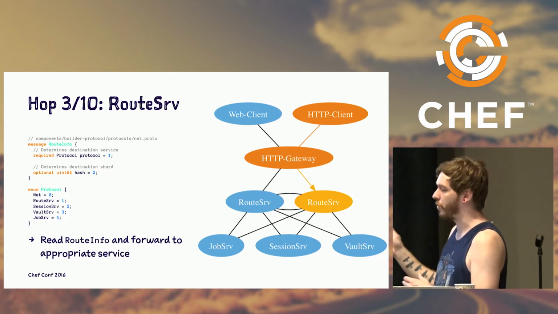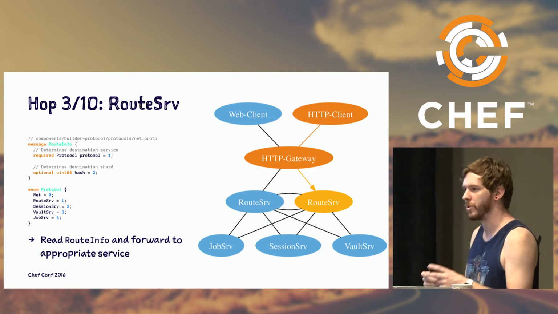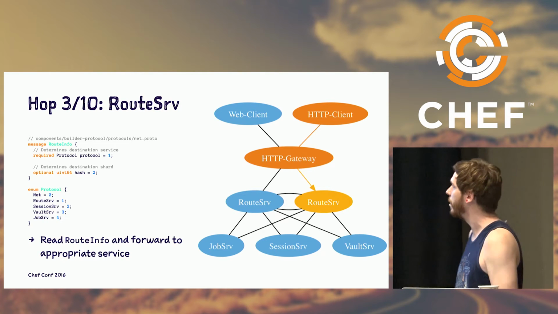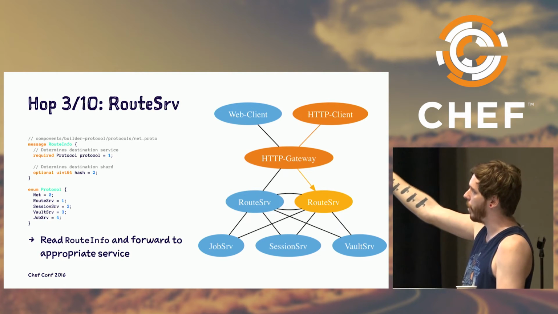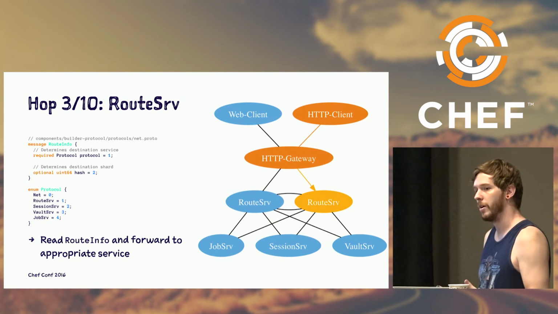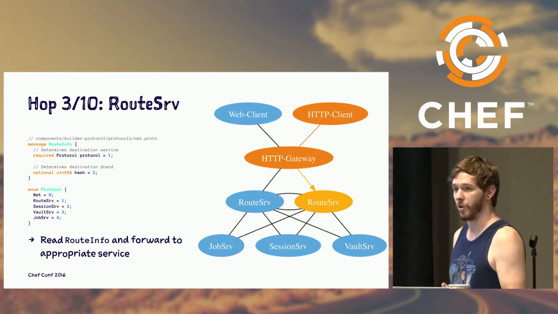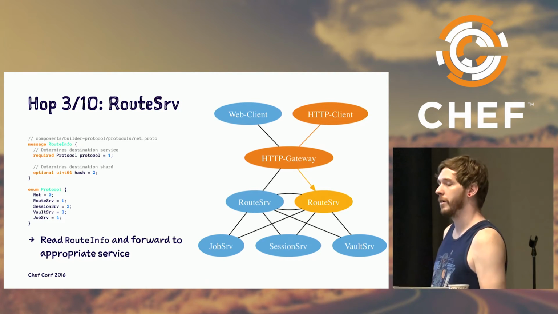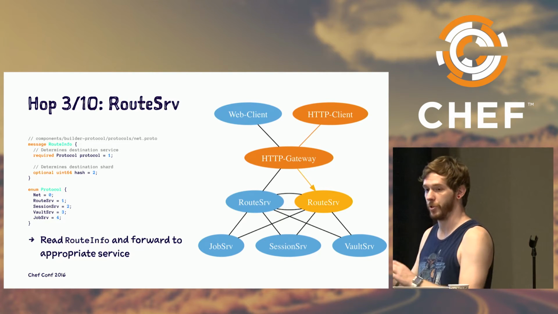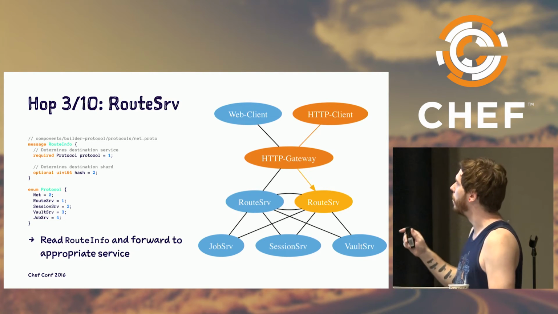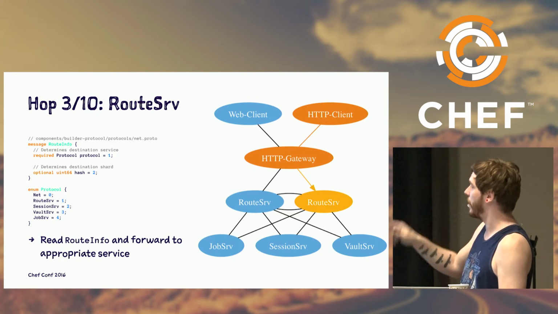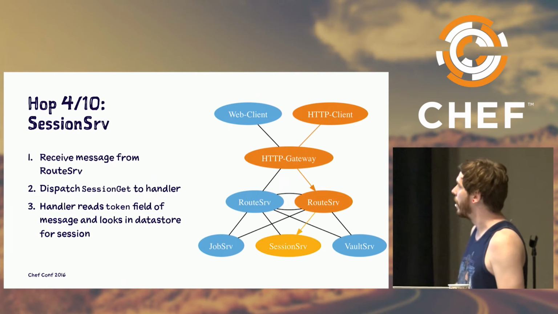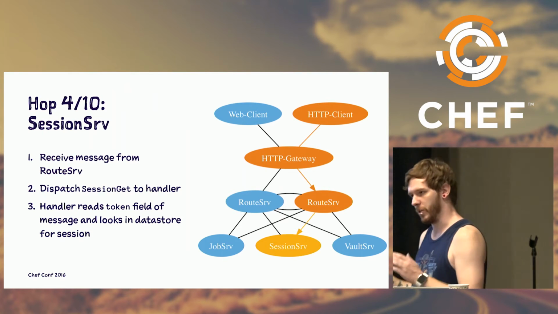What it does is it reads that envelope information, like the post office has that routing info, like where's the destination, right? So the route info is composed of two parts: the protocol, which is what service you're trying to send this message to, and then the second one is the routing hash. And we'll talk about that in a little bit, but that's for sharding. The route server reads the routing information and then it forwards it across to the appropriate service, which brings us to the fourth hop, which is the session server.